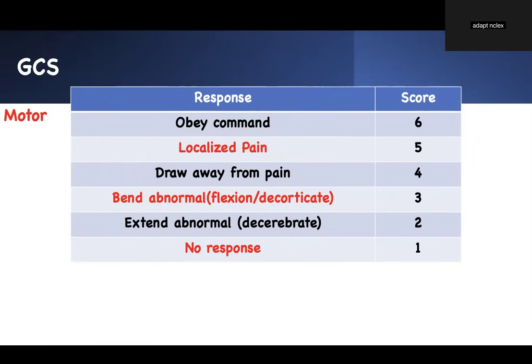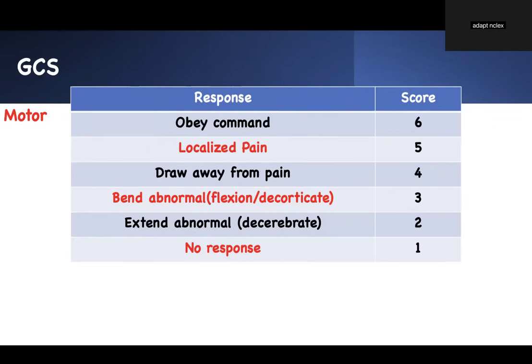If the patient looks at where the injury, where the trauma is coming from, that is localization, which gets 5. When you pull away from where the trauma is coming from, drawing away from the pain, you get 4. If you bend abnormally, flexion, which is decortication, you get 3. But when you extend, you get 2. If you don't have any response at all, it is 1.